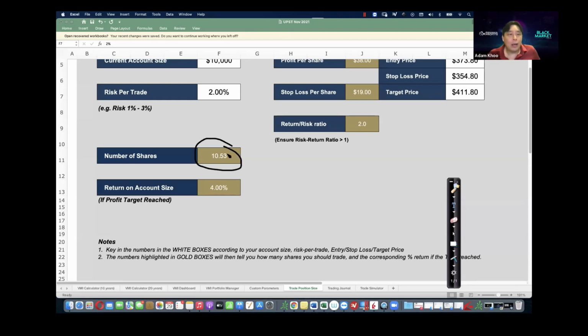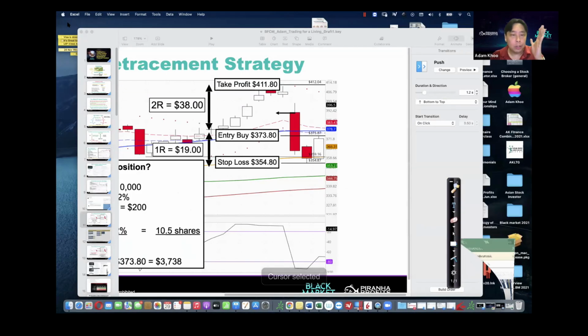All right. So every time before you take a trade, use the position sizing calculator, put it in, and you're done. And you know that you are risking 2% of your money to get 4% of your money back. And of course, all the software comes with the stock trading course.